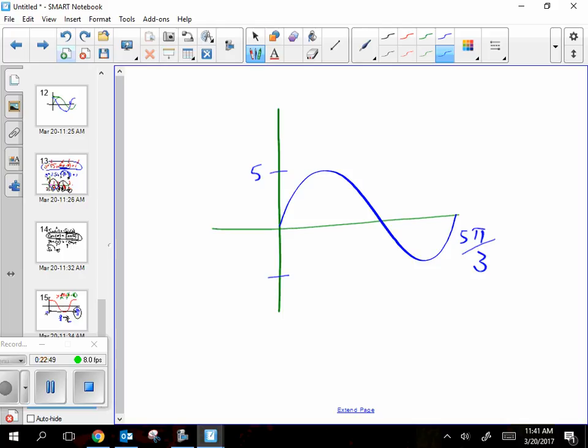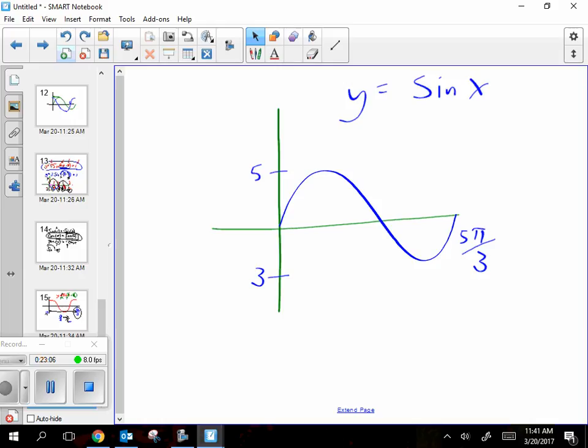and 3 here. I'm going to pause for a second, see if we can figure this one out.